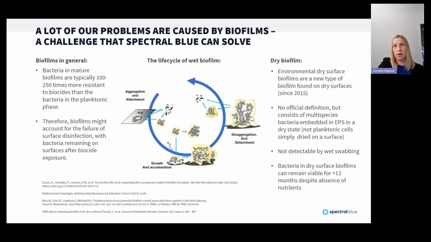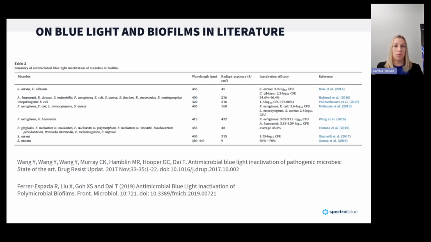And also, I want to end my part of the presentation with showing that there are a lot of studies on blue light being able to inactivate microbes inside biofilm. So here are some of the references, and if you want to know more about this, I'm happy to answer questions. Also, we have some customer cases and customer experiences with blue light being able to get rid of biofilms as well.